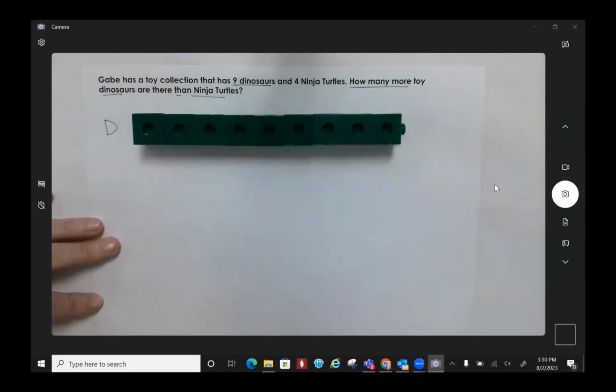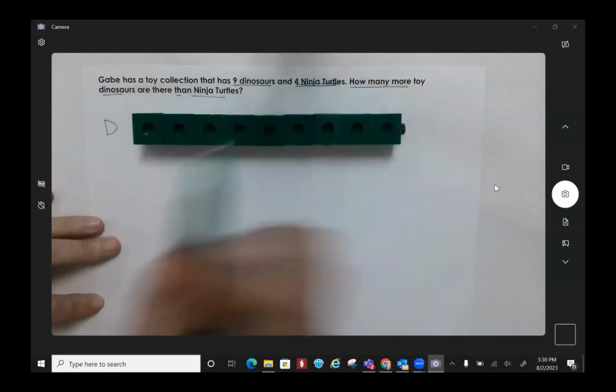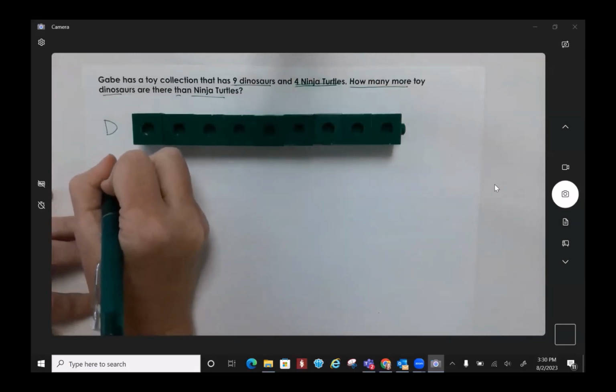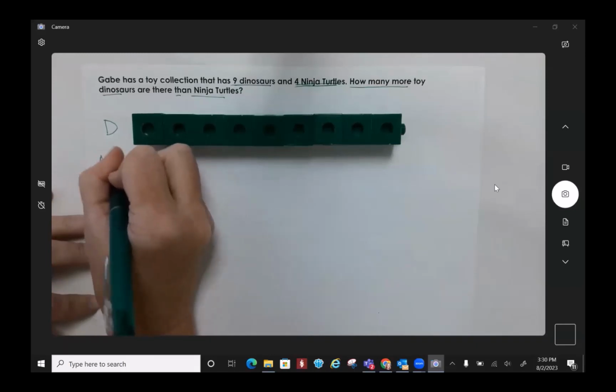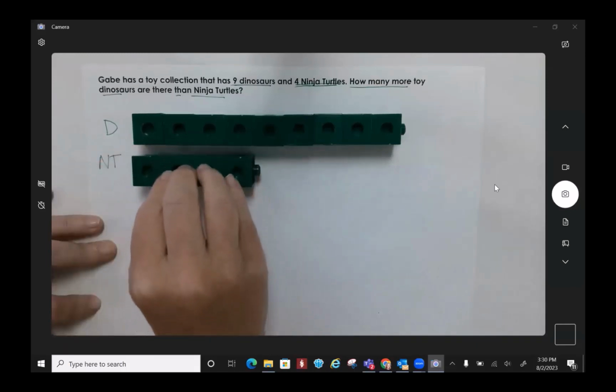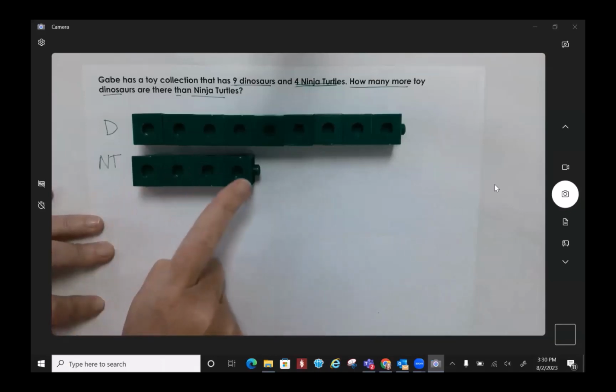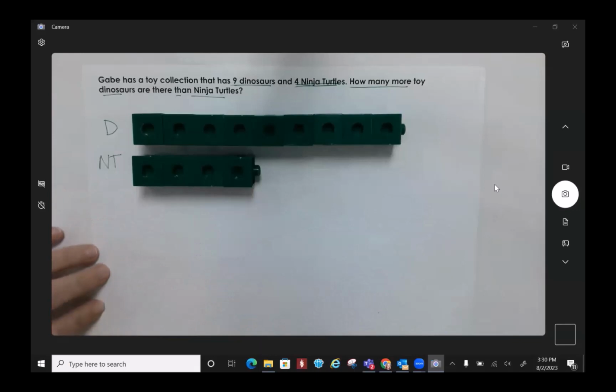The second thing I want to show is the 4 Ninja Turtles. So I am going to put NT for Ninja Turtles, and I know I need 4. So I can see 1, 2, 3, 4 Ninja Turtles.